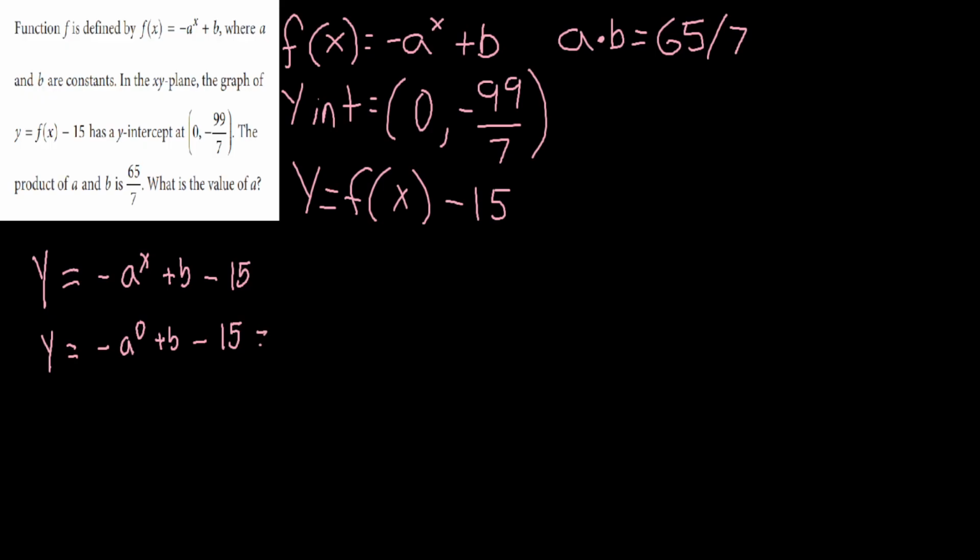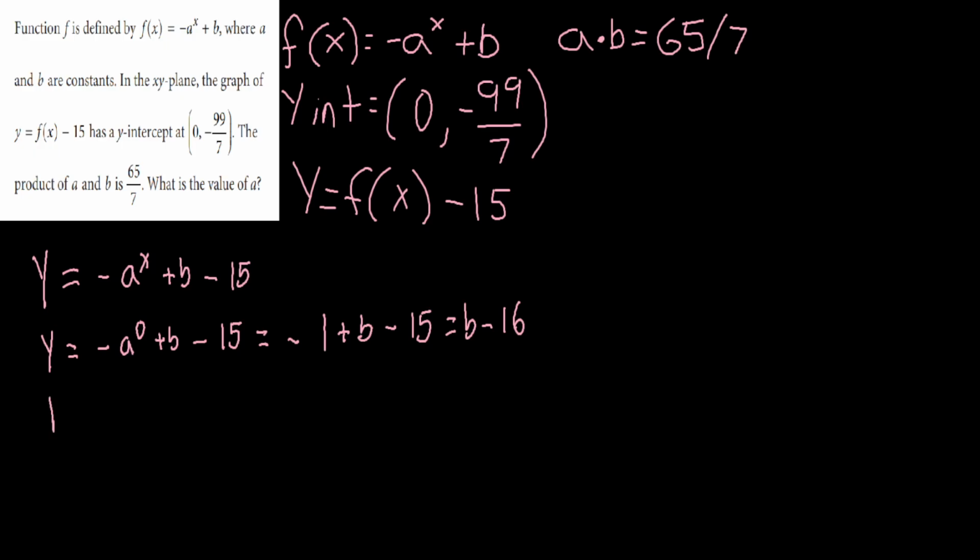So now, because we know that x is 0, we can just treat a to the power of 0 as its own thing, regardless of what a is, because to the power of 0, it will be 1. Okay? So we have 1, b minus 15. I apologize for my handwriting. So we have y is equal to b minus 16. Okay?